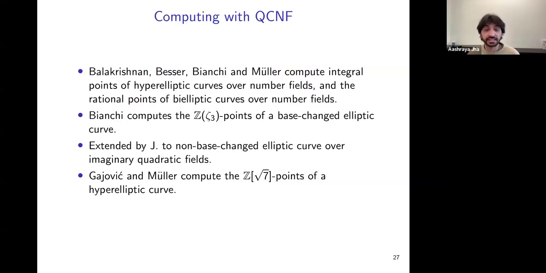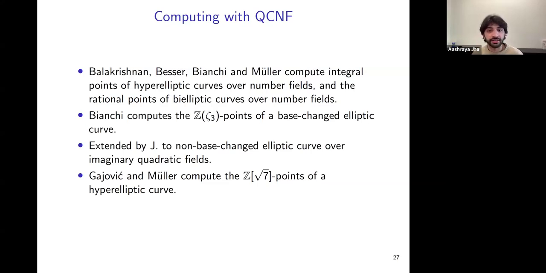Bianchi computes the Z[zeta_3] points of the elliptic curve y^2 = x^3 - 4 using this method. I extended this to non-base-changed elliptic curves, where you get some subtle behaviors when the curve is not a base change. And Gajović and Müller compute the Z[√7] points of an even model hyperelliptic curve using this method.